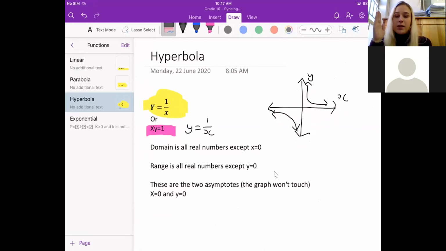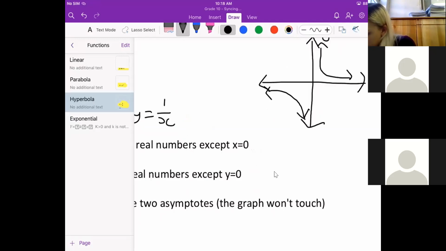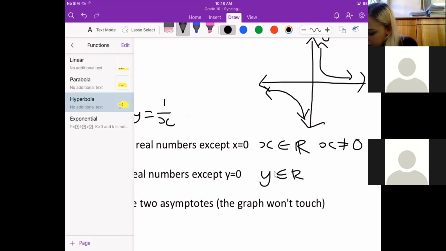And as you go past 0, our function starts up again. So our domain is all real numbers, x ∈ ℝ, but x is not equal to 0. That could be written as x is an element of the reals, but x is not equal to 0. Same thing with our y's, with our range. We can have y ∈ ℝ, but y is not equal to 0 either.